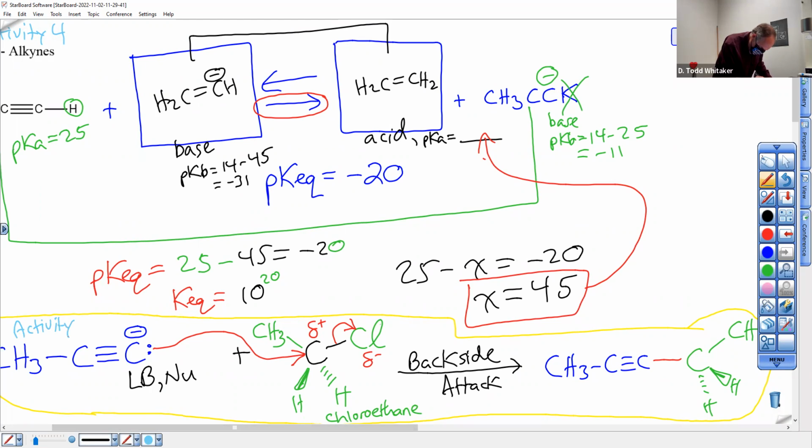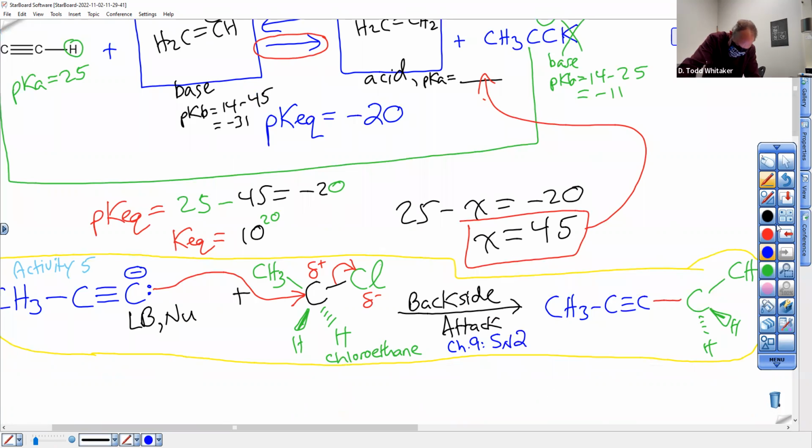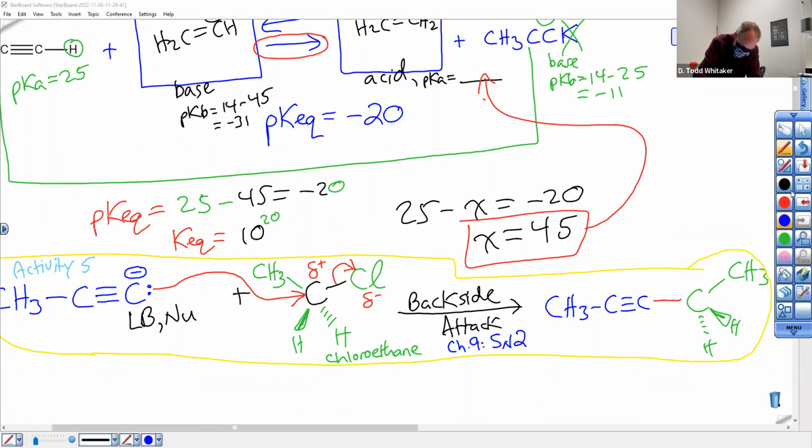We're not quite done with it. It has a different name in chapter 9, so we're going to get used to that too. SN2. And I know it's not on our next test, but it's the test after, not that far into our future. So outside the yellow thing, I'm going to put the explanation because you don't have to put it on your activity. It's looking ahead.